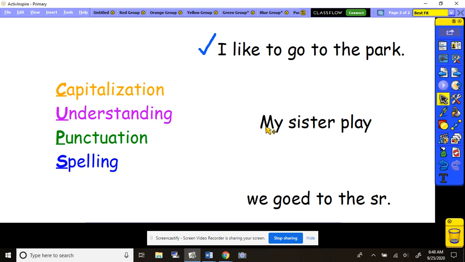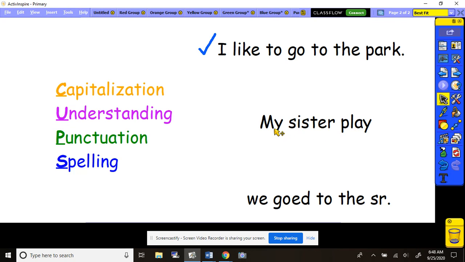It does, so I have no capital mistakes. What about understanding? My sister play. Ask yourself, does that make sense? Is that a complete sentence? It's not quite a complete sentence yet.